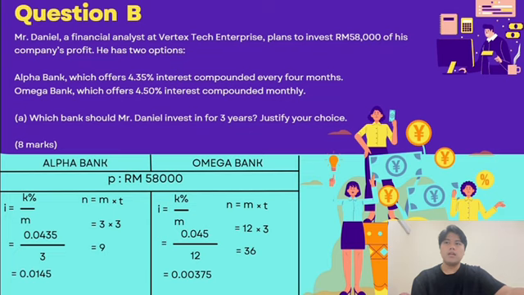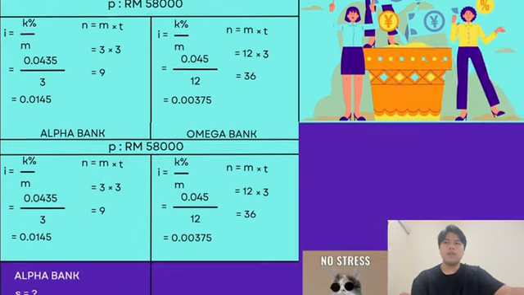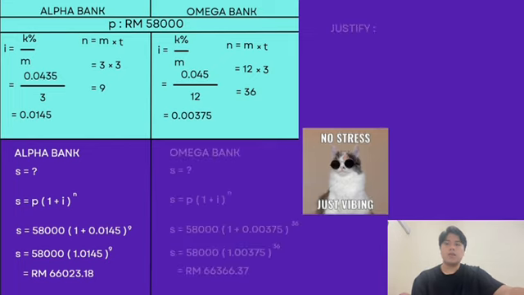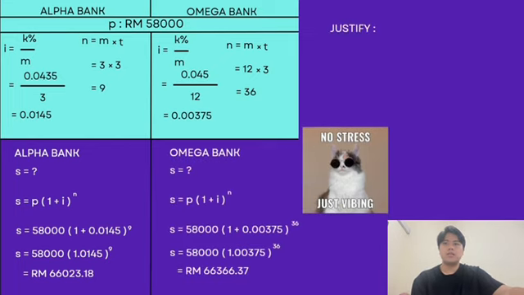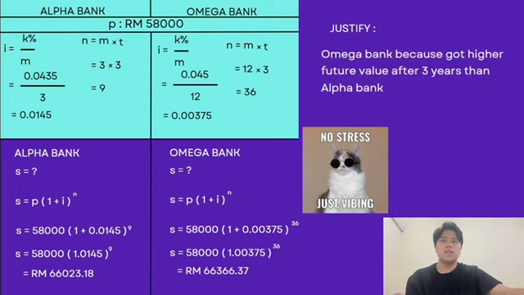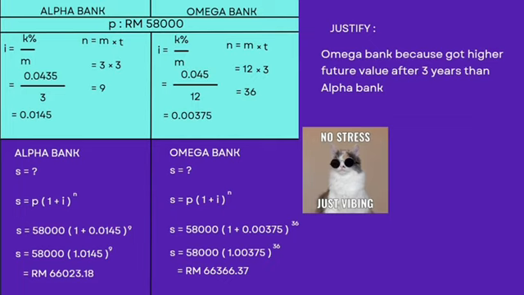So first, find the amount for Alpha Bank. Use this formula S equal P(1 plus I)^N and substitute the numbers, and you will get 66,023.18. Next, find the Omega Bank amount. So use the same formula, substitute the numbers, and you will get 66,366.37. So the ideal bank that Mr. Daniel invests in is Omega Bank because it has a higher future value after 3 years than Alpha Bank.